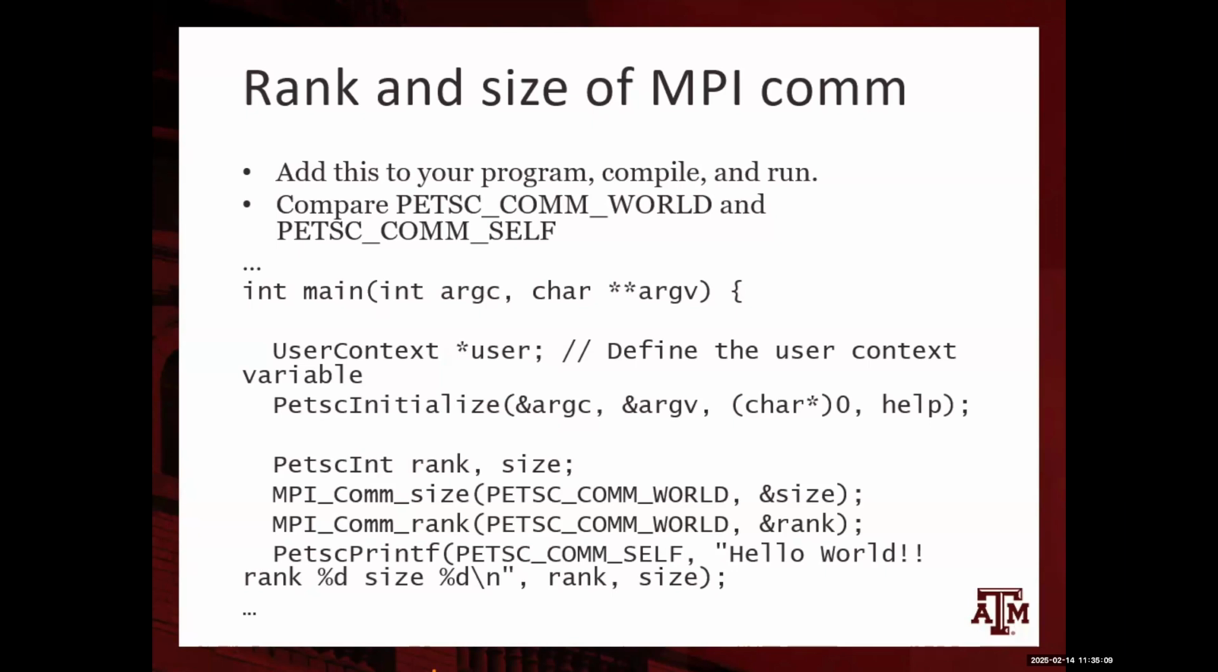And then you can again run it with mpiexec or mpirun on 1, running on 2, and see how the size varies with the -n value that you're setting.